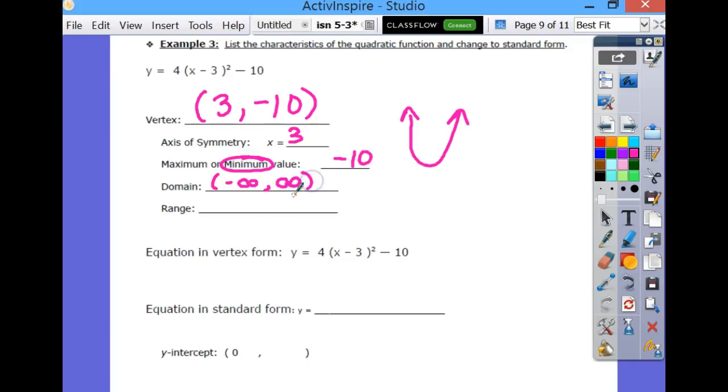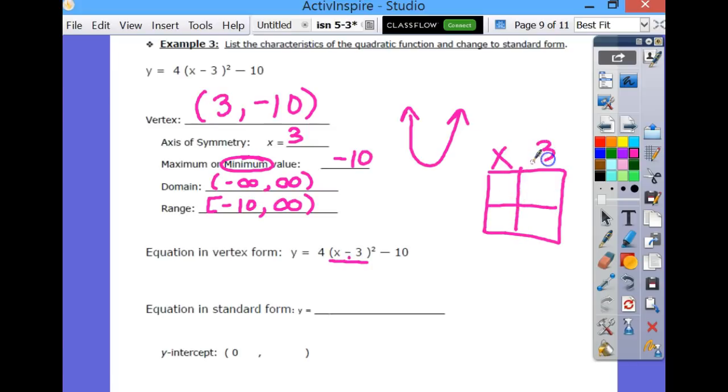We have the same domain. The -10 is at the bottom, and the graph will be going up. This is the equation in vertex form. To put it in standard form, the first thing I need to do is to multiply this out with a box problem.